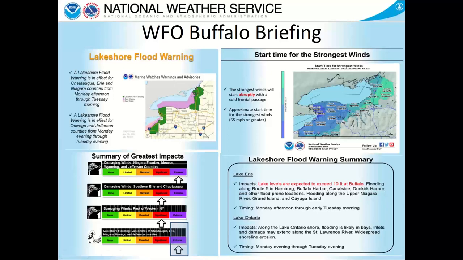So in this graphic, they're trying to show the extent of the impacts and whether they're going to be limited or extreme. And you can see for the lakeshore flooding here in the lower left, this was an extreme event. So it gives you a handle where this stacks up against, you know, impact wise of other events. And this one happened to be very high on the scale. The warning summary here in the lower right, you can see lake levels are expected to exceed 10 feet at Buffalo. So this was a pretty extreme event. As I mentioned earlier, we really like to emphasize what the impacts are going to be and try to get these out in these warning products to give you a better handle of what it's going to do in your area.